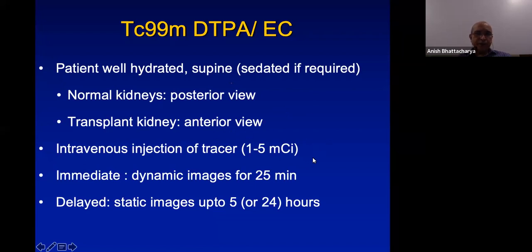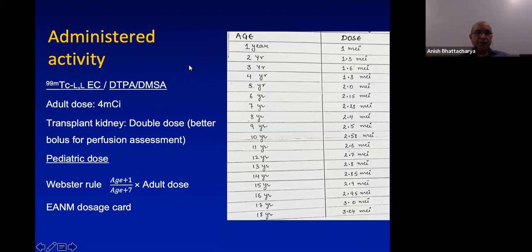The tracer is injected intravenously, as I said, 1 to 5 millicurie dose, depending on the size of the patient and body weight. We acquire immediate dynamic images for 25 minutes and delayed static images up to 5 or sometimes even up to 24 hours. Administered activity for adult patients is about 4 millicuries of technetium EC or DTPA or DMSA, whatever it is. In transplant kidneys, we double the dose because you need a better perfusion assessment in transplants. So you need a higher dose for the bolus. Pediatric doses are calculated by Webster's rule given here, or you can use the EANM dosage card as is shown here to calculate doses from 1 year to 18 years.